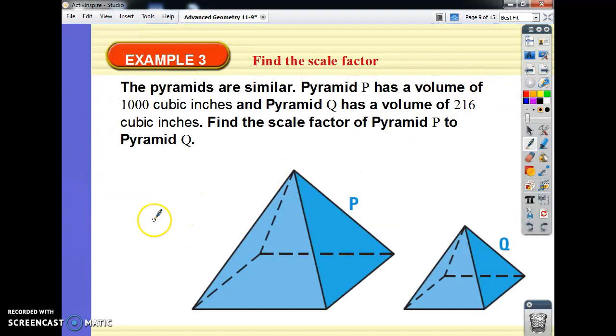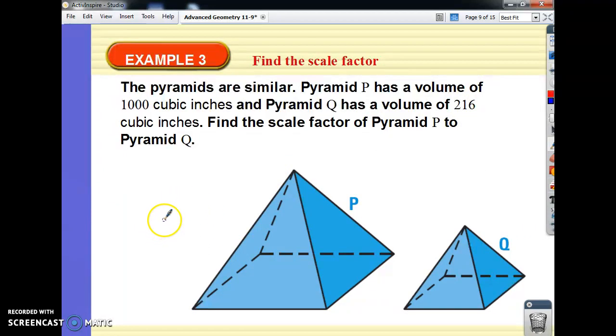All right, so the pyramids are similar. Pyramid P has a volume of 1,000 inches cubed. And the volume of Q is 216 inches cubed. Find the scale factor of pyramid P to pyramid Q. All right, so let's think about this scale factor.